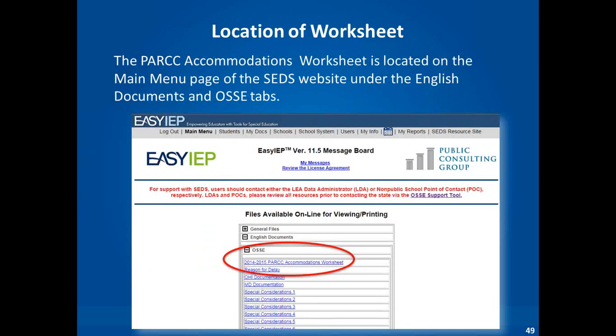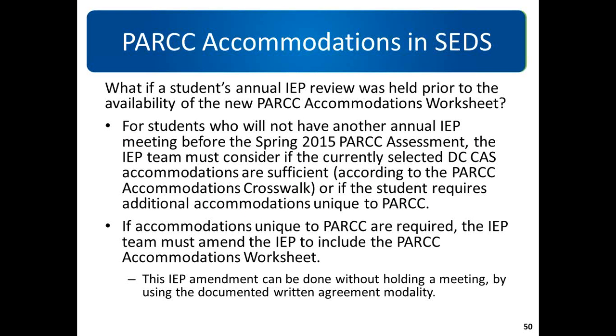And then you also need to think about those extra 9 accommodations that are unique to PARCC, those 9 that are listed on that worksheet. And if the student happens to need one of those 9, then unfortunately you are going to have to amend the IEP to add that worksheet. And again, this is only for the students that actually need one of those 9 new accommodations that have come with PARCC. So that worksheet identifies those, and if so, you can amend the IEP. You don't have to hold a meeting.